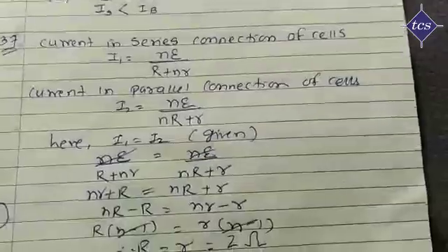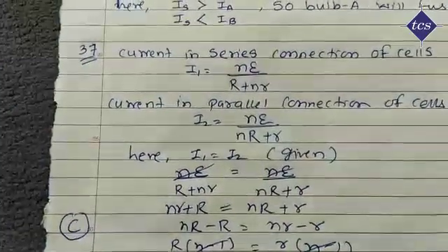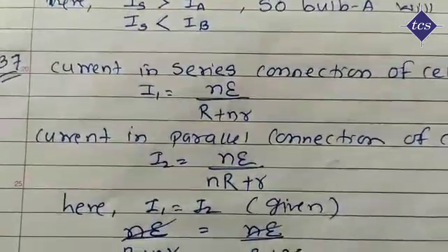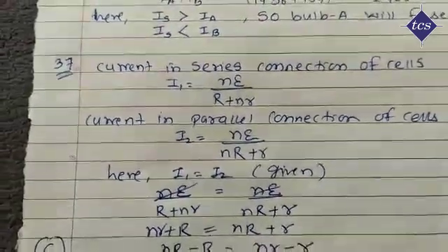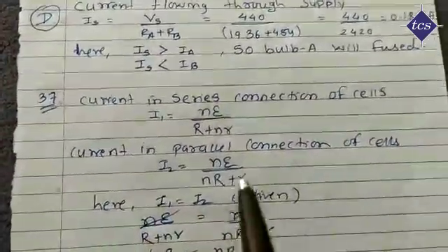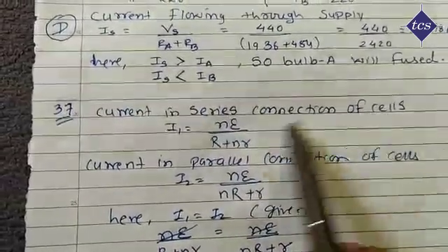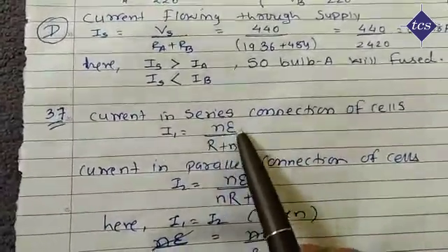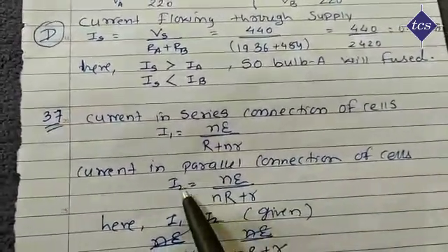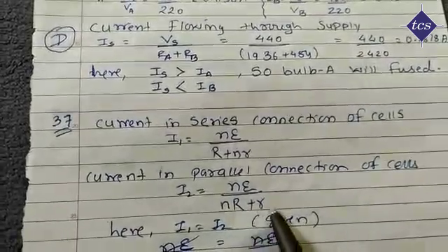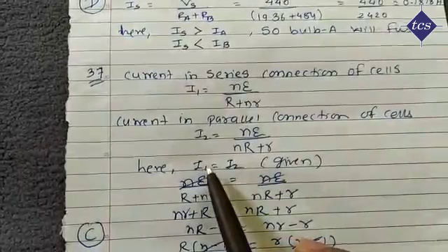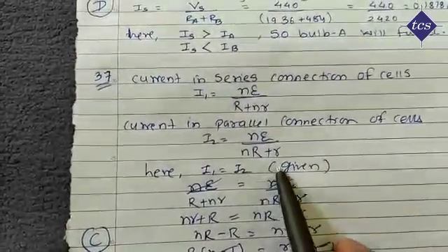Then the 37th question. Two similar cells, whether joined in series or in parallel, give the same current through an external resistance of 2 ohm. What will be the internal resistance? Now when two or more cells are connected in series, the current in the series connection of cells I1 equals nE upon R plus nr, and the current in the parallel connection of the cells is given as I2 equals nE upon nR plus r. Now in the question it is mentioned that the current flowing through both these connections, series and parallel, is the same. So I1 equals I2 is given to us.